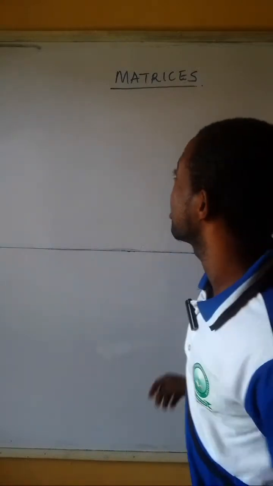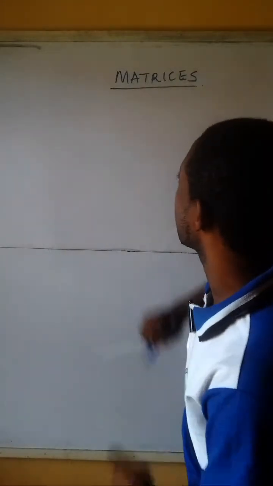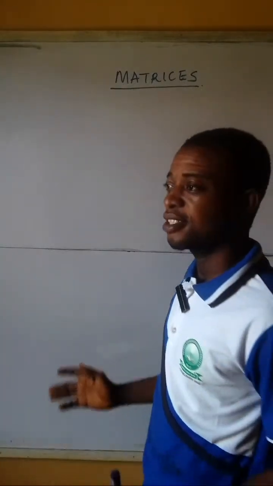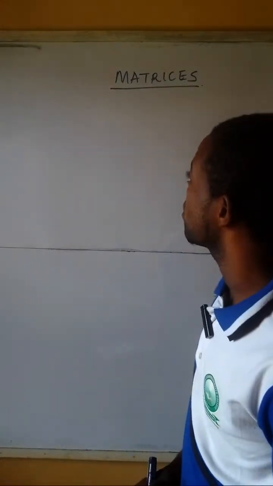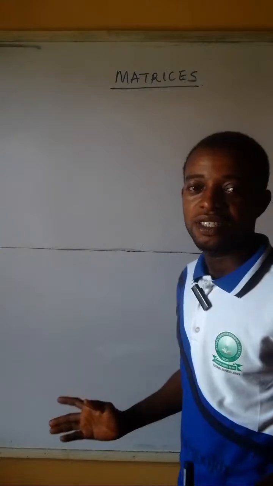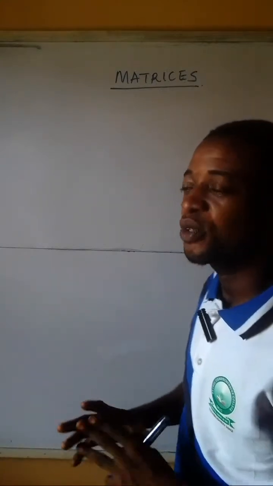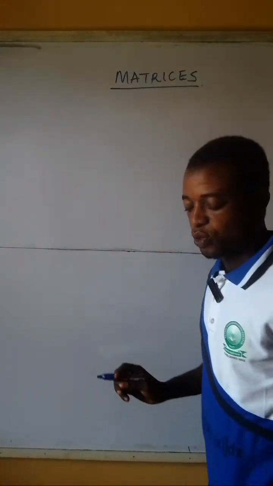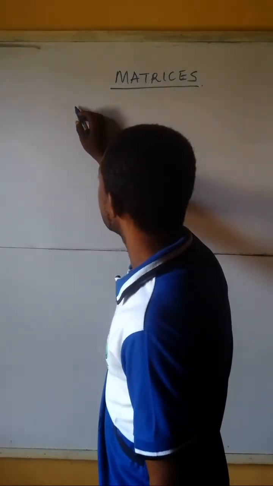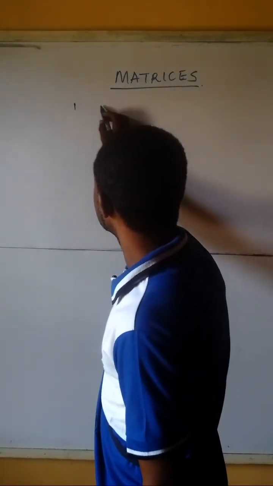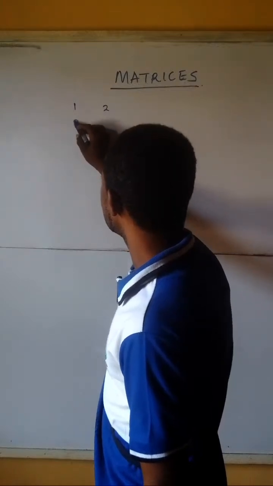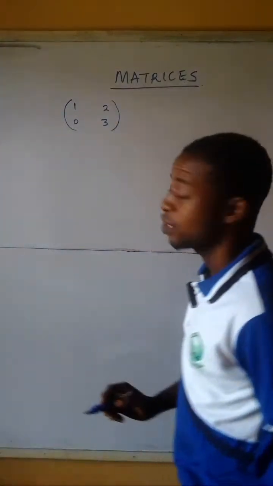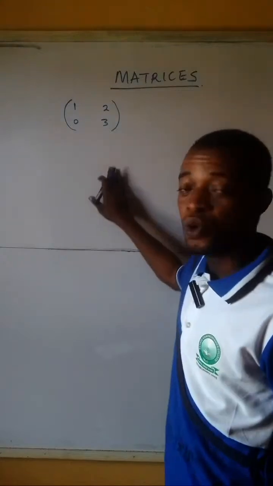Math class, and in this live class we want to look at the topic matrices in mathematics. Then what is a matrix? A matrix is a rectangular array of quantity, usually in numbers, that is arranged in a rectangular array and enclosed within a large bracket. So for instance, we have something like 1, 2, then 0, 3 here. This number here enclosed within this bracket is what is called a matrix.